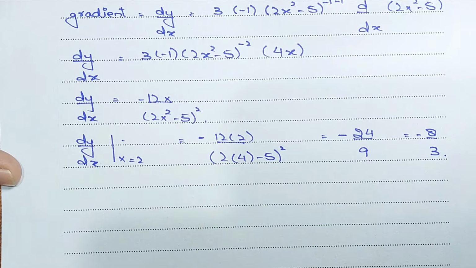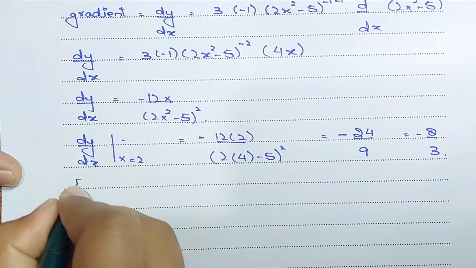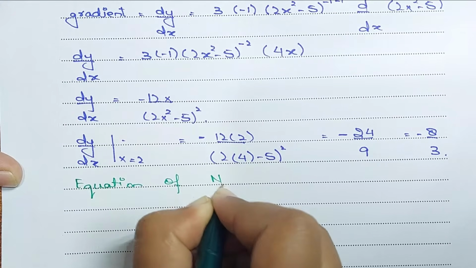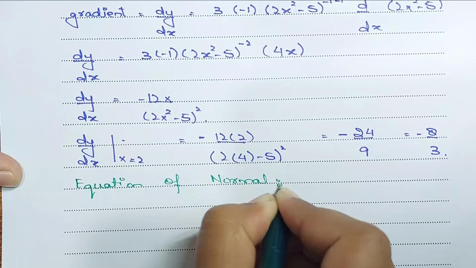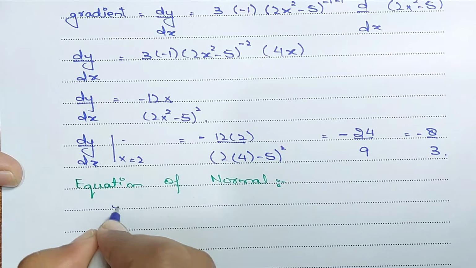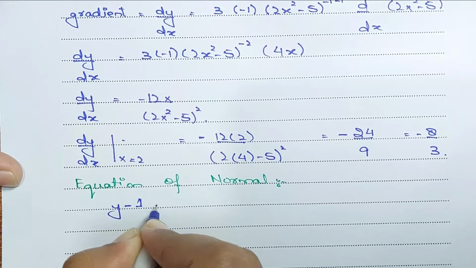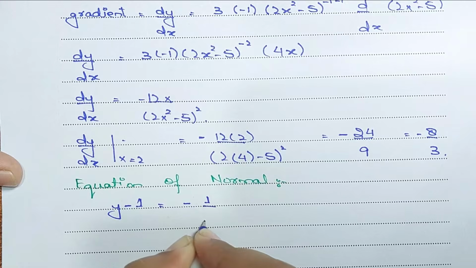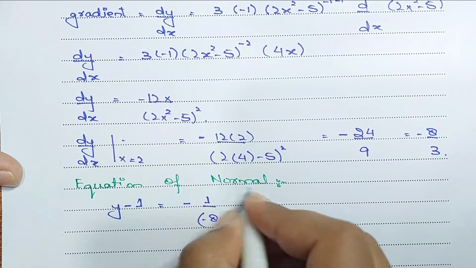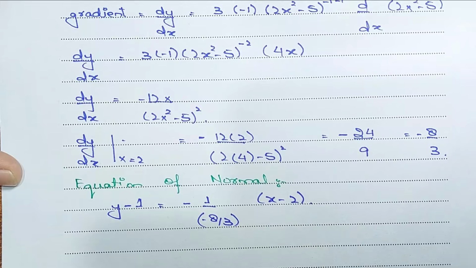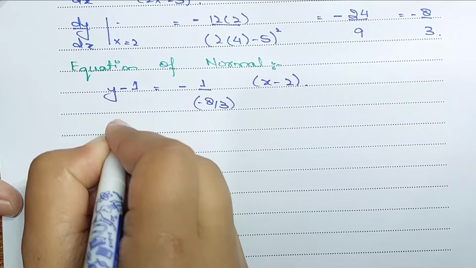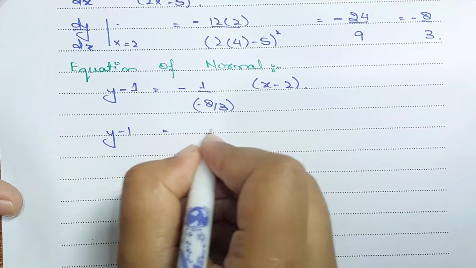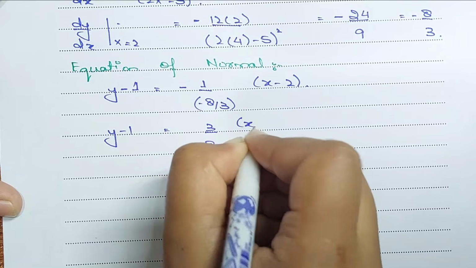Now let me write down the equation of the normal. The equation of the normal is y minus y naught, which is 1, equals negative, and its reciprocal, 1 over minus 8 over 3, into x minus x naught, which is 2. Okay, so this is y minus 1, and negative times negative is positive, and the reciprocal of 8 by 3 is 3 by 8, and x minus 2.